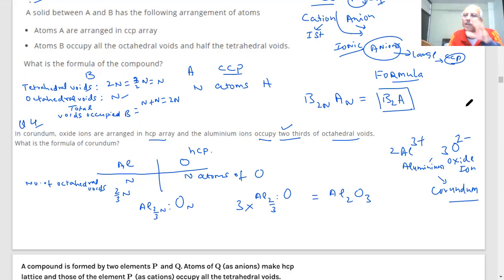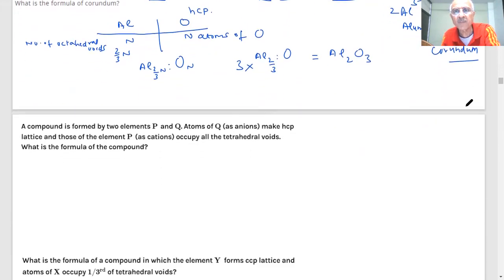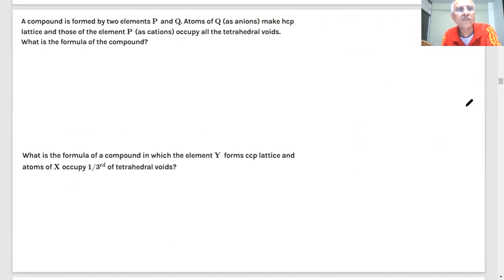See, this is an important question which we are discussing: tetrahedral and octahedral voids, and how to calculate them. They ask this many times repeatedly in the exam. Next question on the screen, student.